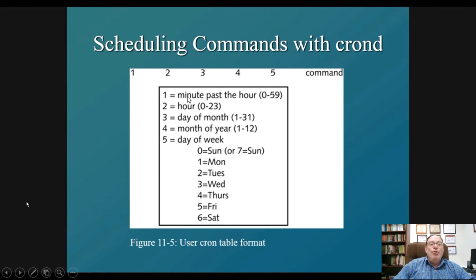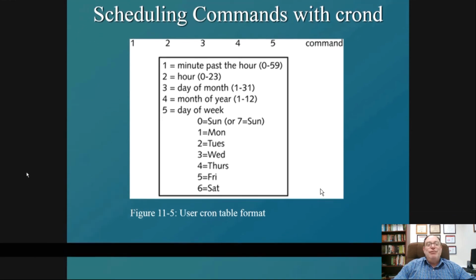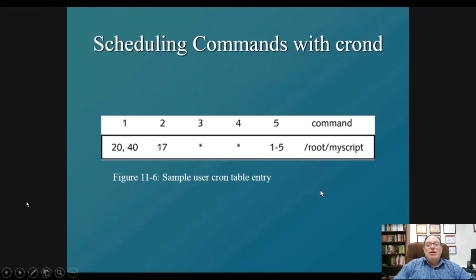You see 1 would be the minute past the hour, 2 is the hour, 3 day of month, 4 month of year, 5 day of week. So by specifying these fields, you could specify the day using one of these numbers. That's the basic format you would use. And by using different combinations of this format, again, you could get pretty much any schedule you want out of it. So let's say you want this my script to run.